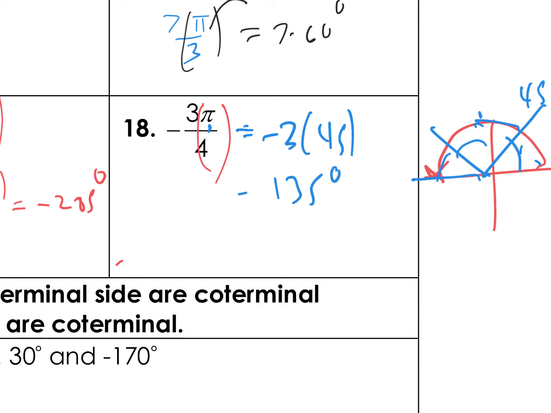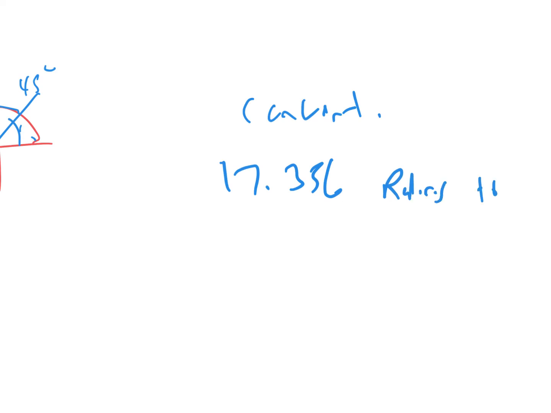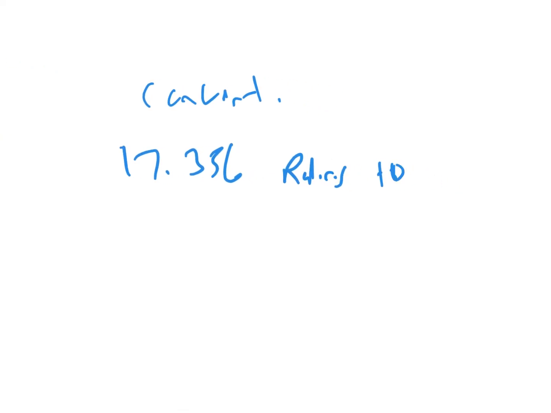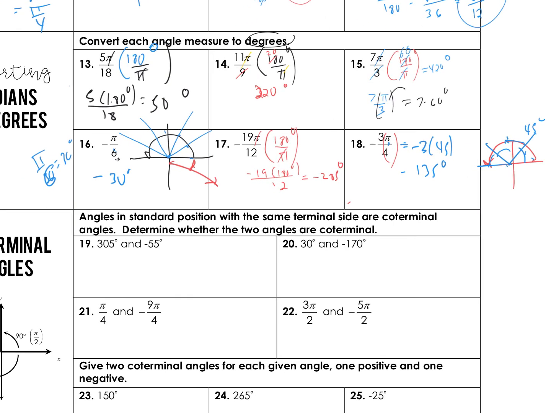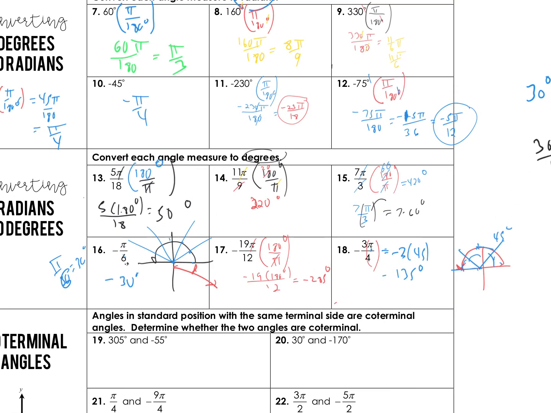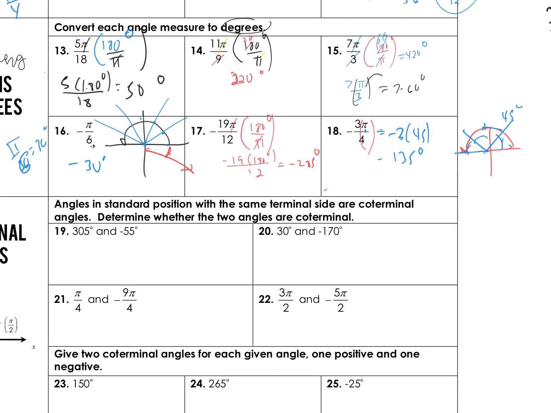I was saying you don't always have to have pi. I could ask you this: I want to convert 17.356 radians to degrees. Sir, can I see how you solved the first two? The radians to degrees, the second part. That's this one right here, 13.